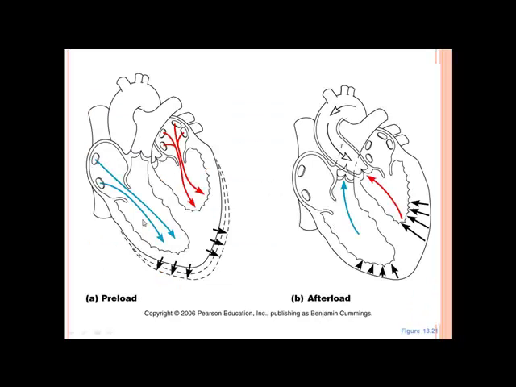Okay, so this is showing preload. How hard is it for these ventricular walls to stretch out and relax and allow blood to enter them? Afterload, how much pressure do we have to overcome in the aorta and pulmonary trunk to pump the blood out of the heart?